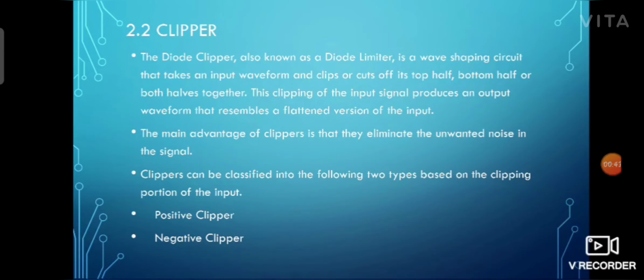Clipper. The diode clipper, also known as a diode limiter, is a wave shaping circuit that takes an input waveform and clips or cuts off its top half or bottom half or both halves together. This clipping of the input signal produces an output waveform resembling a flattened version of the input. The main advantage of the clipper is that it eliminates unwanted noise in the signals. The clipper can be classified into the following two types based on the clipping portion of the input: positive clipper and negative clipper.